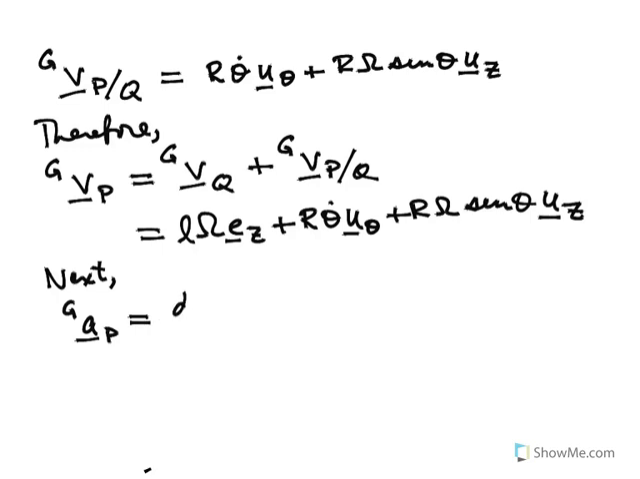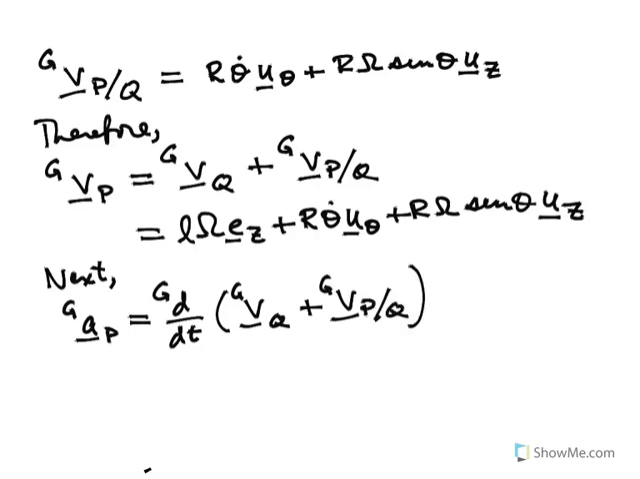Well, it's equal to the rate of change as viewed by an observer fixed to the ground of the velocity of Q as viewed by an observer fixed to the ground plus the velocity of P relative to Q as viewed by an observer fixed to the ground. And that is the acceleration of Q as viewed by an observer fixed to the ground plus the acceleration of P relative to Q as viewed by an observer fixed to the ground. But in order to compute each one of these pieces, we can do them without regard to the other piece.